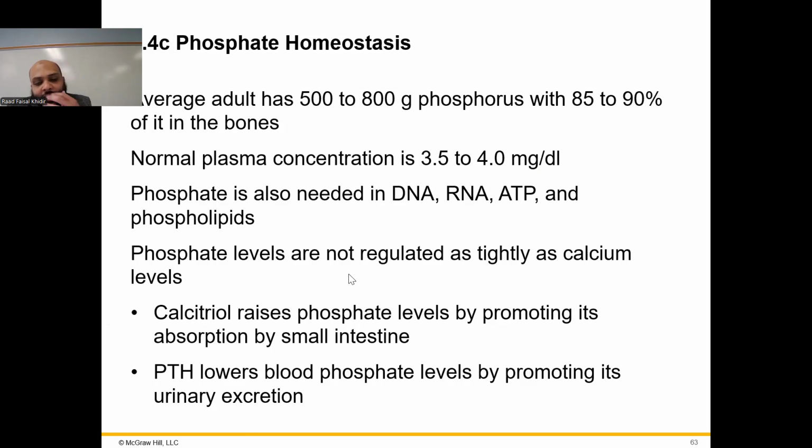So calcitriol raises phosphate levels by promoting its absorption by the small intestine. The parathyroid hormone lowers the blood phosphate levels by promoting its urinary excretion.